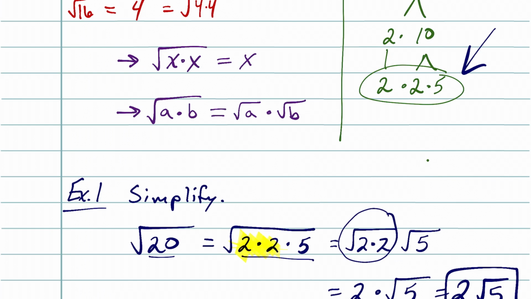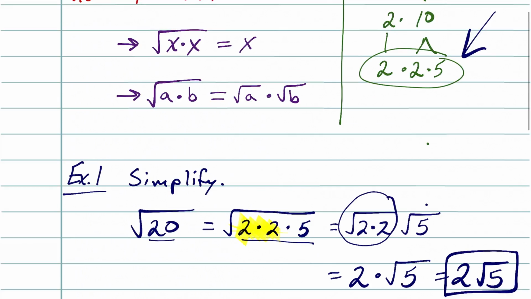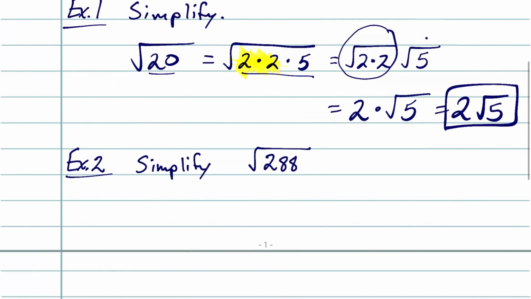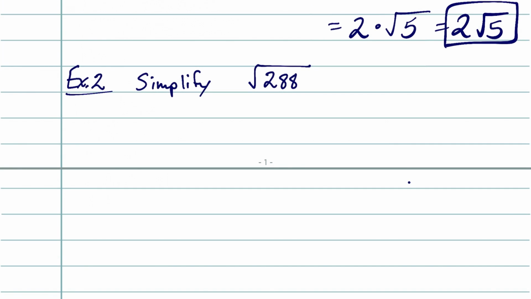Okay, let's try another one. Let's simplify the square root of 288. Now 288 is a little bit bigger number, so we're going to start by making a factor tree there. There's a lot of ways you could go about this. Most of you are probably going to see that we can just divide by 2 first.